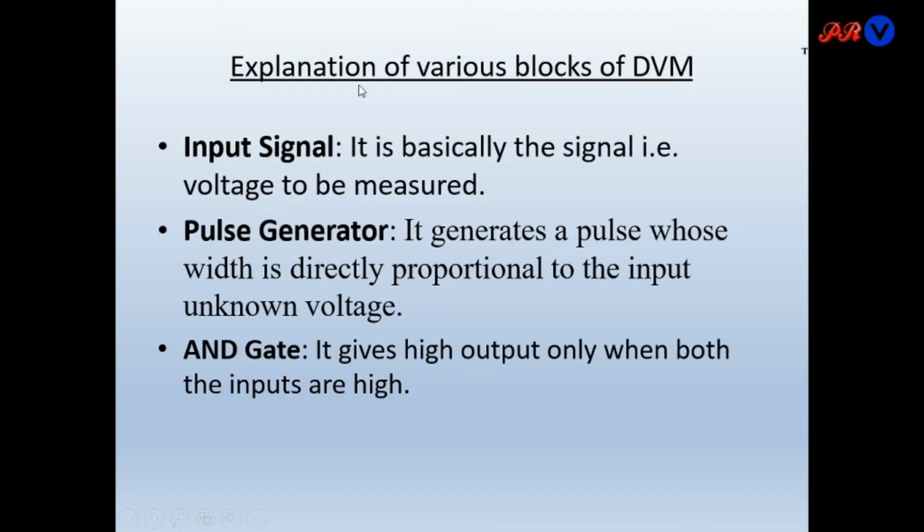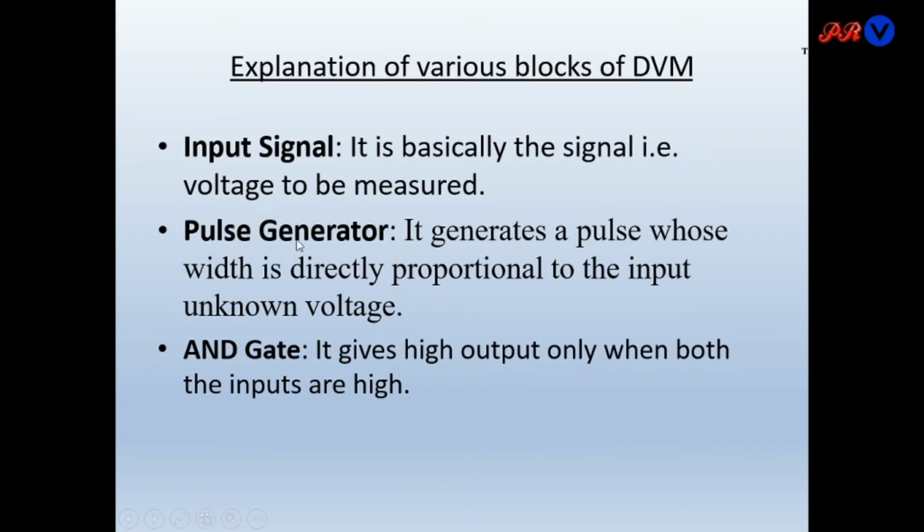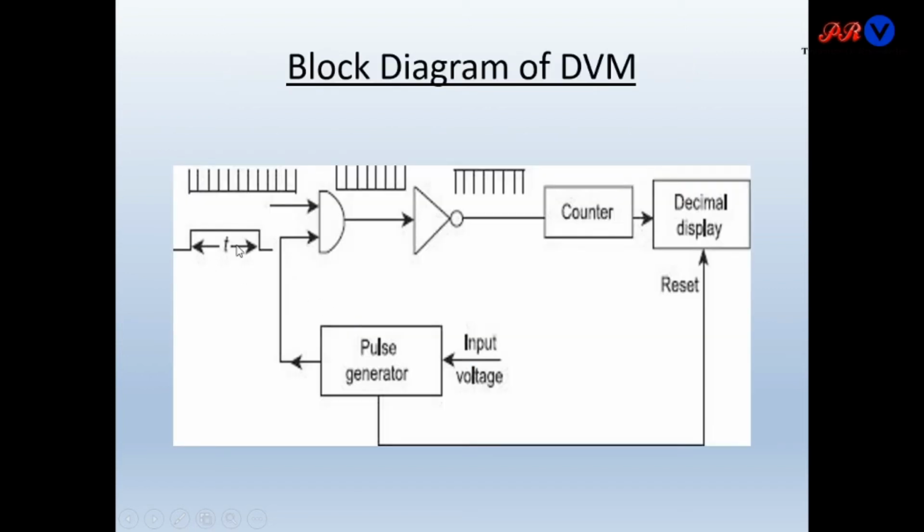Now, the explanation of the various blocks of the DVM. First is the input signal. It is basically the signal whose voltage is to be measured. Pulse generator: it generates a pulse whose width is directly proportional to the input unknown voltage. So, its pulse duration is proportional to the input voltage to be measured.